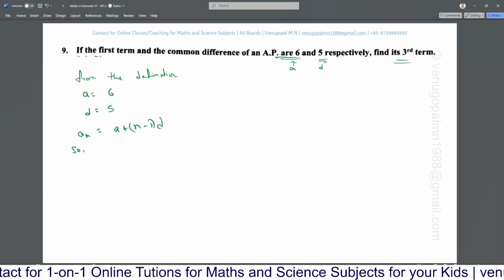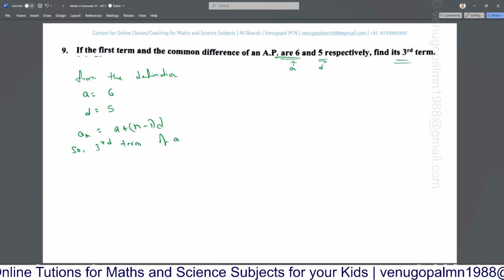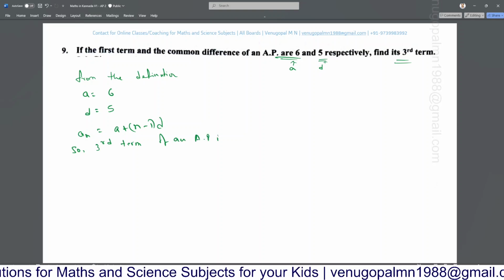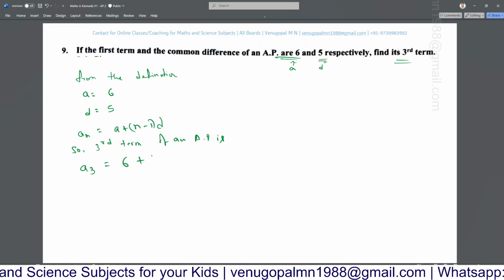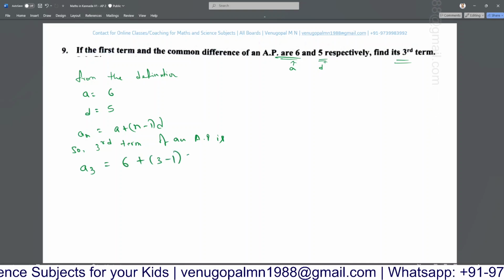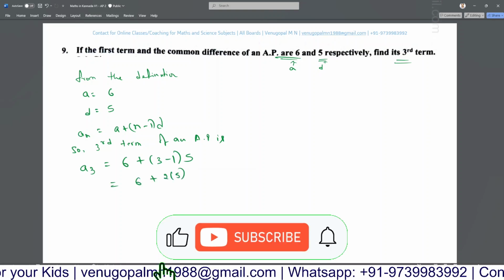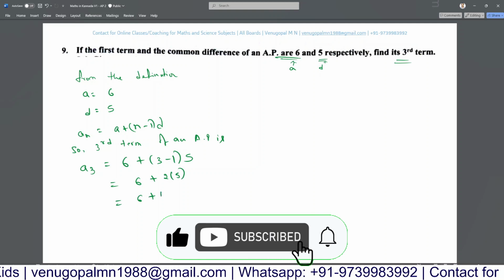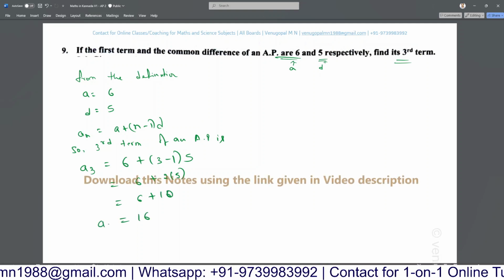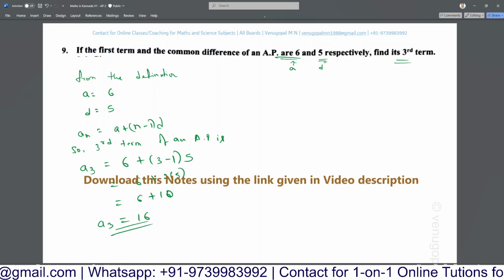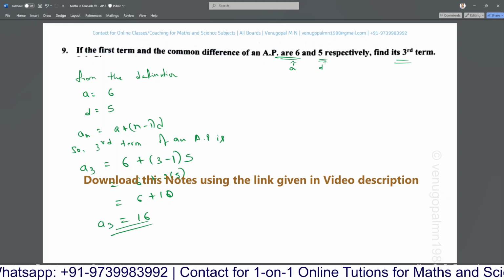So third term of an AP is A of 3 is equal to A, which is 6, plus 3 minus 1 into D, which is 5. 6 plus 2 into 5, which would be 6 plus 10, it would be 16. Okay, A of 3 would be 16. So you can say the third term of the given AP is 16.